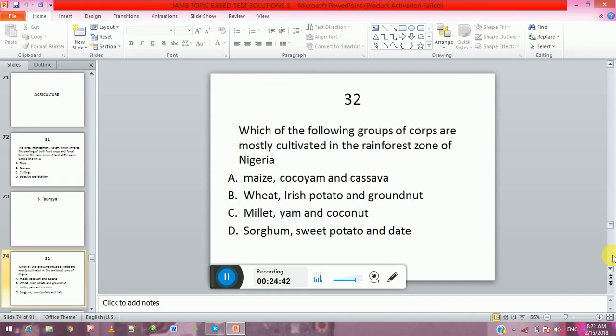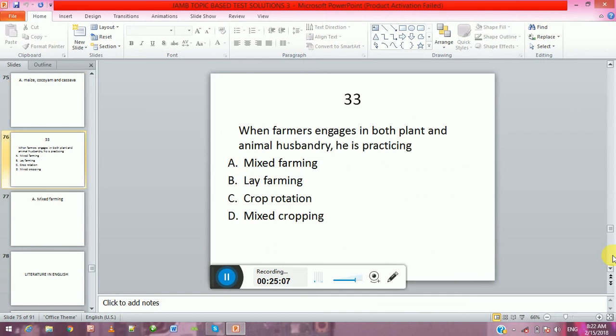Which of the following groups of crops are mostly cultivated in the rainforest zone of Nigeria? The rainforest zone in Nigeria is the south, southeast, south, southwest. So it's mainly maize, cocoyam and cassava. You don't find wheat or millet or sorghum or dates mostly there. So take note. The answer is A.